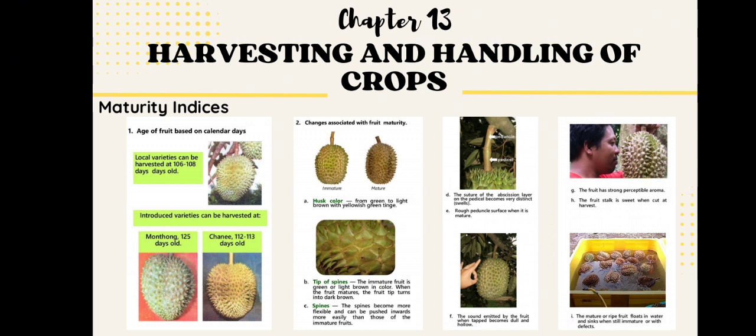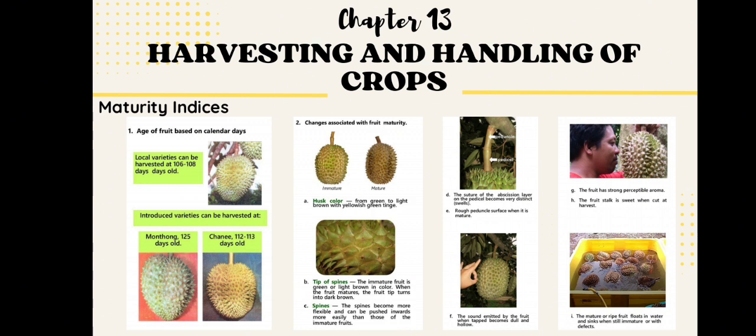Another way to know the maturity of durian is the changes associated with the fruit maturity. Ayan, malalaman nating matured na yung durian. Color ng husk niya is from green to light brown with yellowish green tinge. And then yung sa tip of the spine, the immature fruit is green or light brown in color. When the fruit matures, the fruit tip turns dark brown.